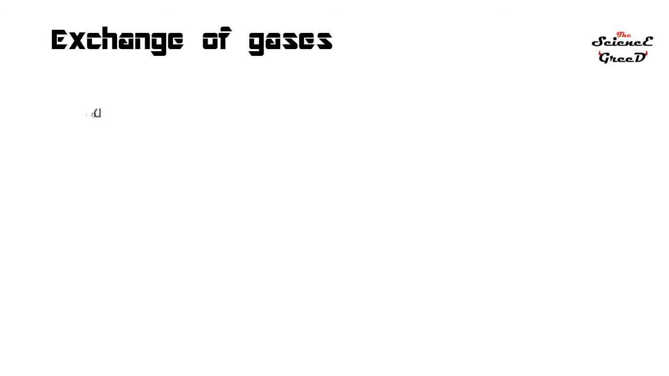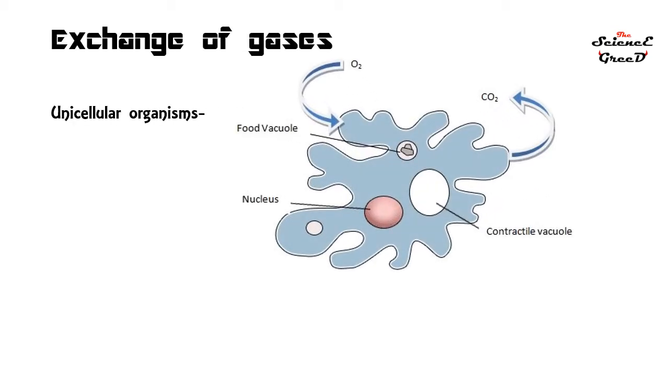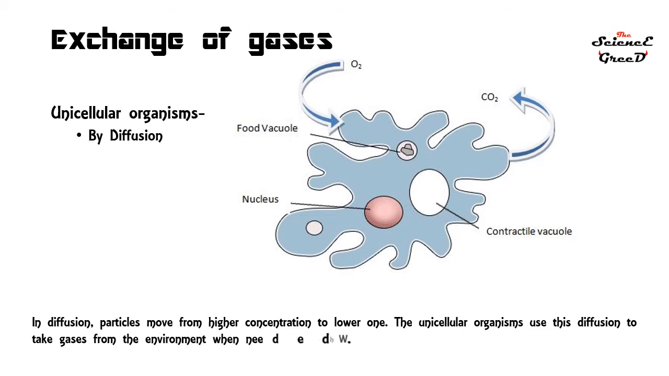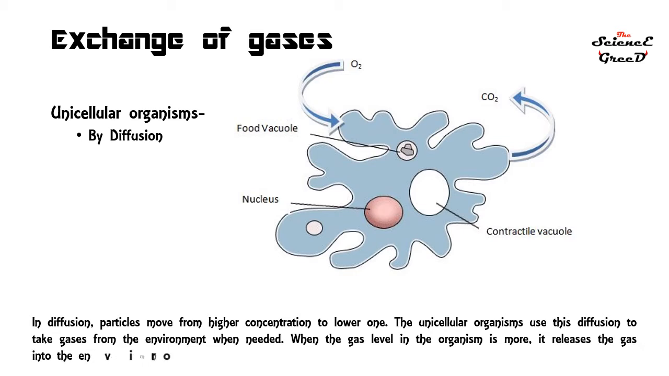In unicellular organisms, the exchange of gases takes place by the process of diffusion. Unicellular organisms are usually aquatic, and the surface area of their cell membranes is very large. This enables the cell membrane to facilitate exchange of gases. In diffusion, particles move from higher concentration to lower one. The unicellular organisms use this diffusion to take gases from the environment when needed. When the gas level in the organism is more, it releases the gas into the environment.